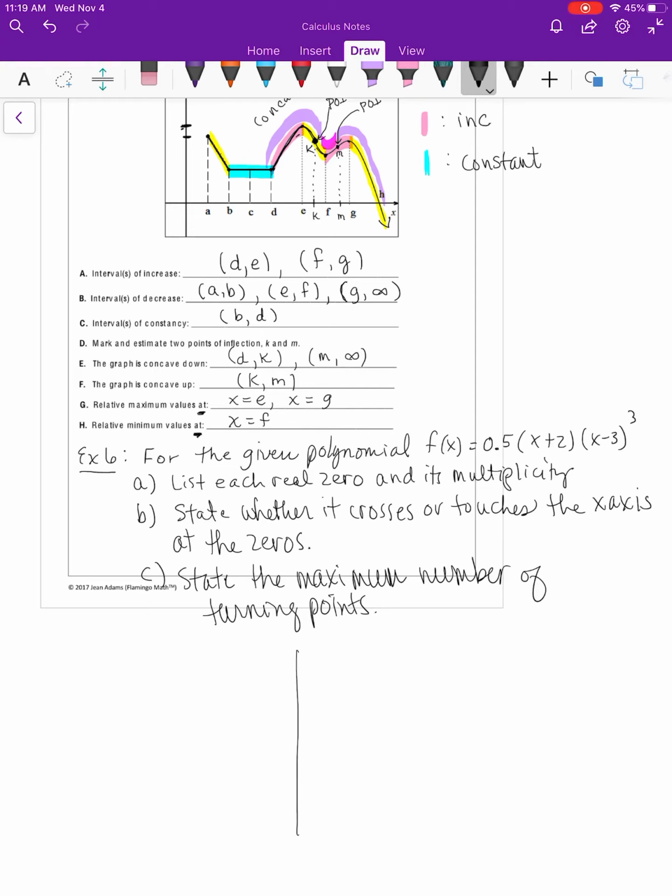So I'm just going to do a rough sketch of it here. It comes down and kind of goes like this and goes like that and goes up like that. Oh, it erased the whole thing. I'm sorry.